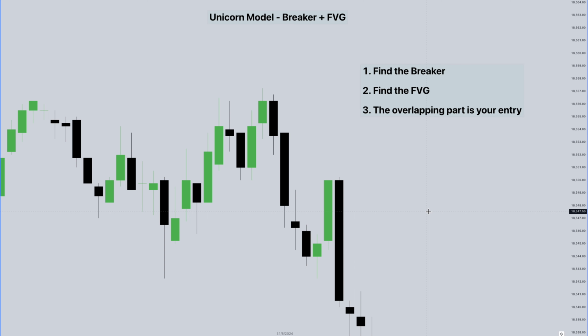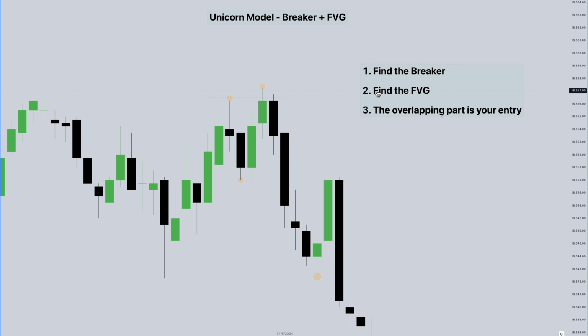The unicorn model is the overlapping part between a breaker and a fair value gap. First, let's go over what a breaker was again. A bearish breaker are down close candles where there is a high, a low, a higher high, a lower low, and then price comes back into that. So when you mark this out, you have a high, a low, a higher high, a lower low, and these down close candles are the breaker. To make it easier for yourself, just watch at the last down close candles before a sweep of liquidity. So this is the breaker, these down close candles.